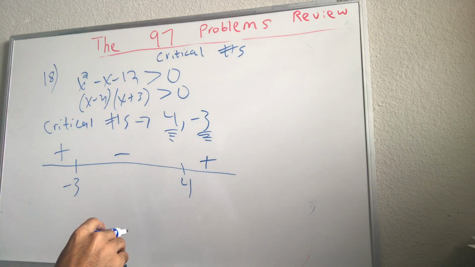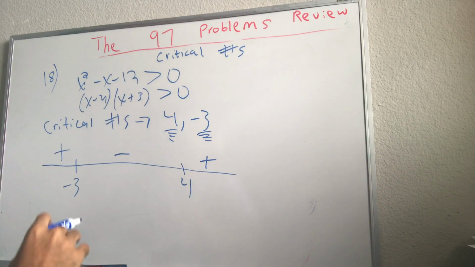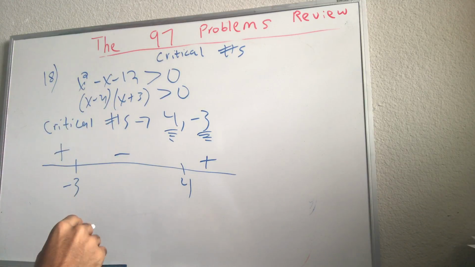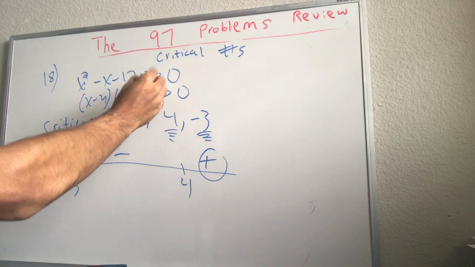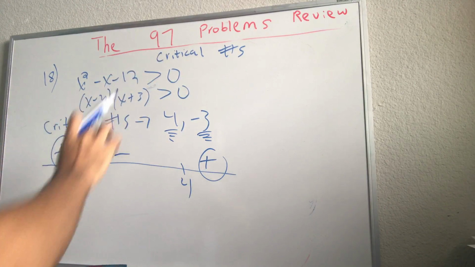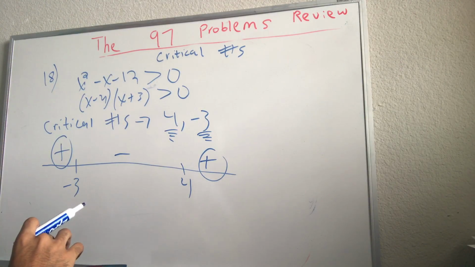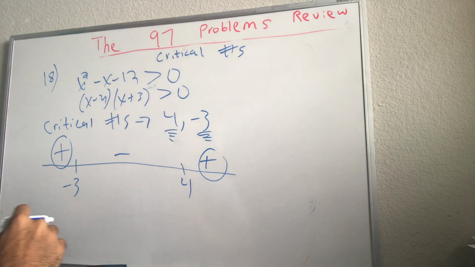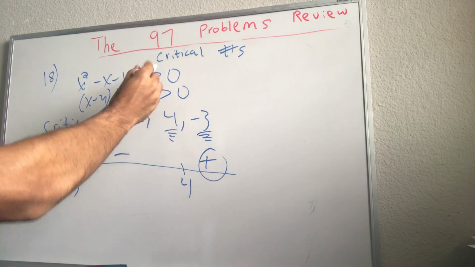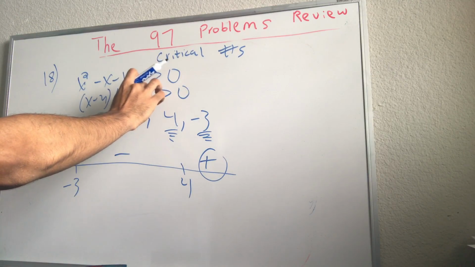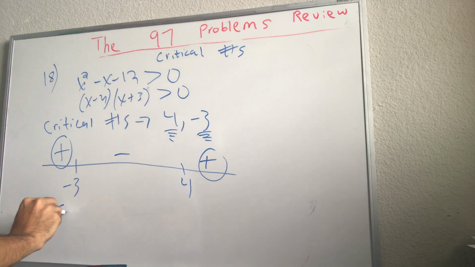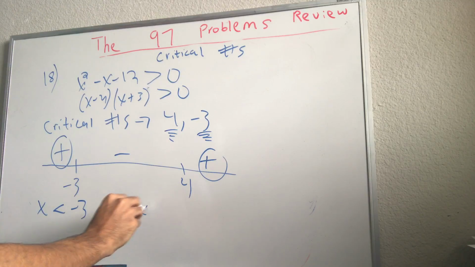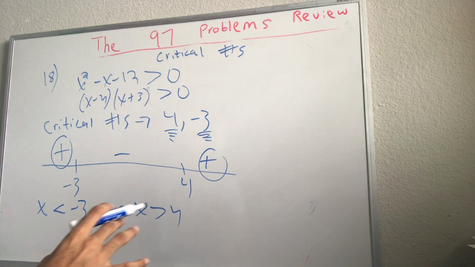And now looking at this, because we were supposed to find the solutions for which this is greater than 0, we are looking at the positive values. And there is no equal sign, so we're only looking at greater than 0. We don't care about the exact value of the critical numbers. We're looking at values greater than 4 or less than negative 3. If this was greater than or equal to, then we would also be including negative 3 and 4. But in this case we're not. So our final answer would be the solution set includes x is less than negative 3 or x is greater than 4. So that's how you solve those types of problems.